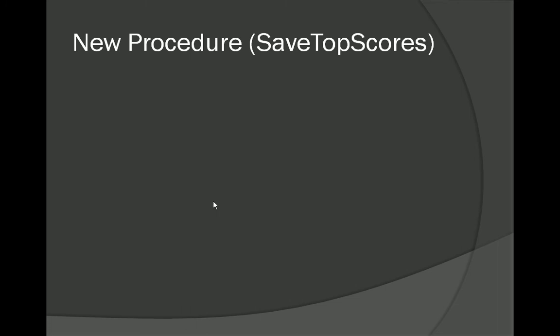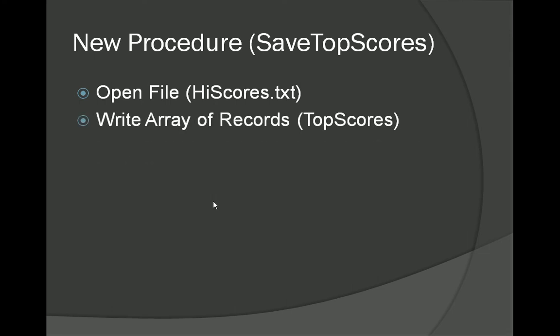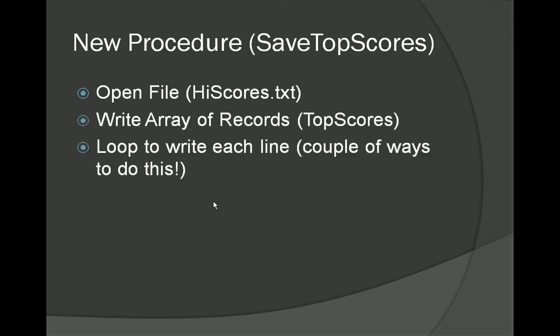Okay, so we're creating a new procedure. We're going to call it SaveTopScores. Seems a pretty sensible name. Within that, we obviously need to open the file. We need to write the array of records. And to do that, we're going to loop to write each particular line. And there's a couple of ways we'll do that, but we'll look at it. Always, we need to close the file.